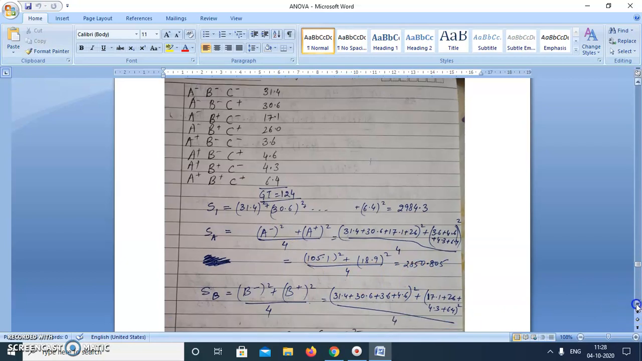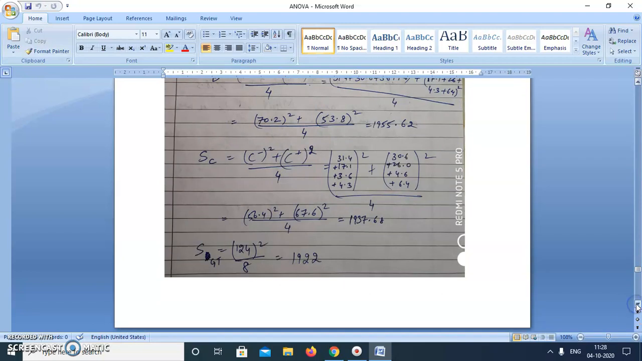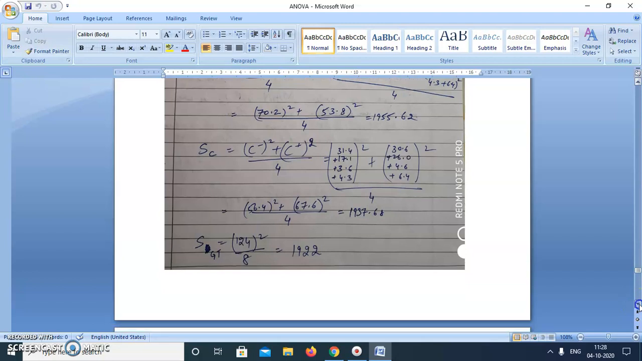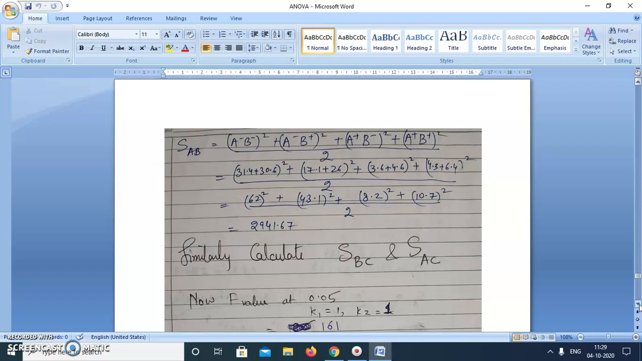Now for SB also we'll do a similar process, and SC. S grand total is the grand total of all readings, and a total of 8 readings are there, so we'll find SGT, that is S grand total. Now the second part is, if we have to find the interaction effects, then we have to find SAB, SBC and SAC. I'll show you the calculations of AB, and the other 2 you will have to do on your own.